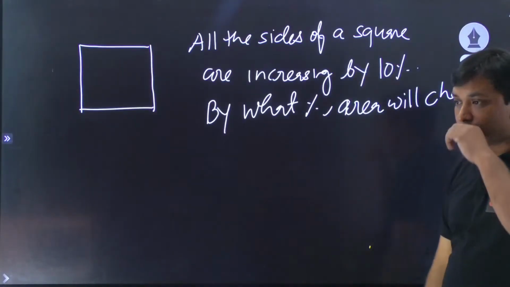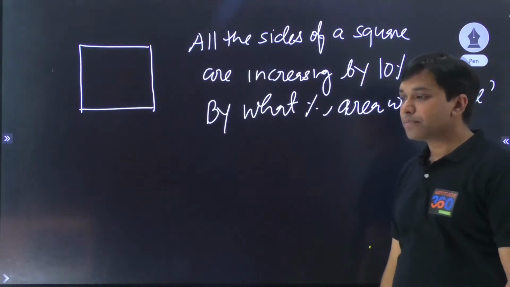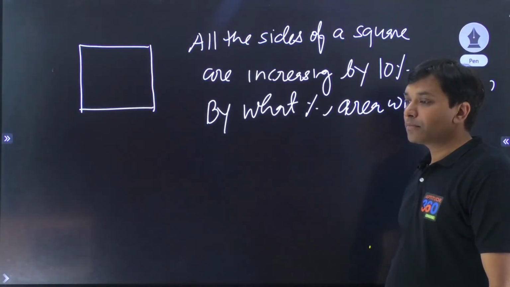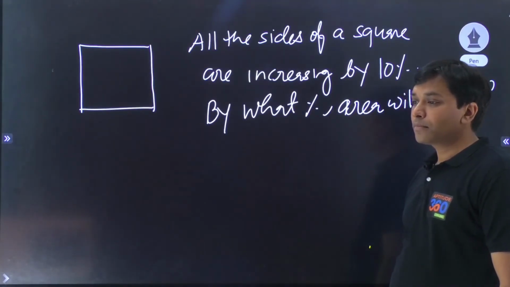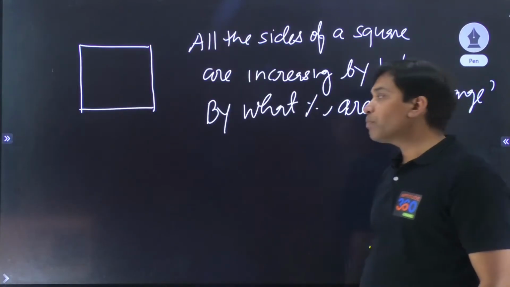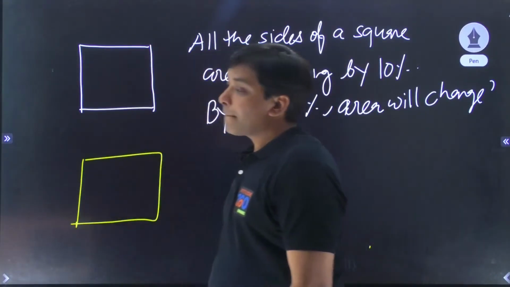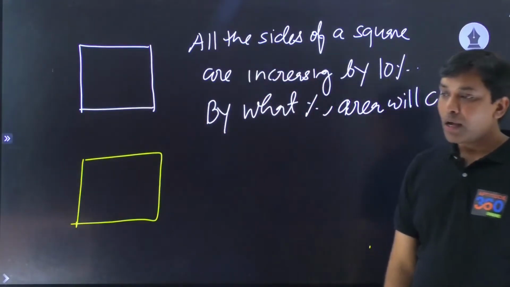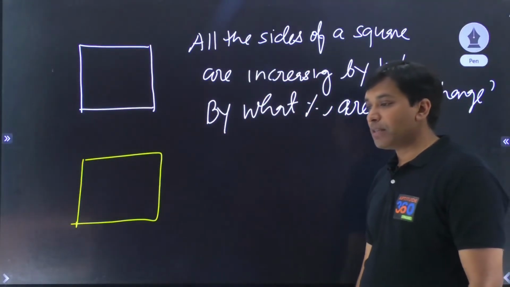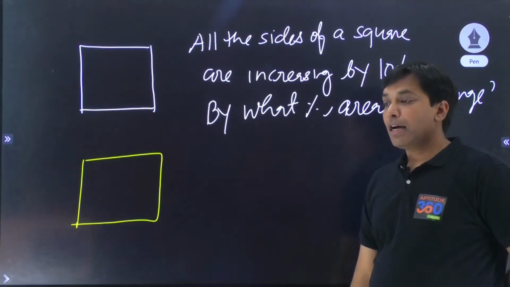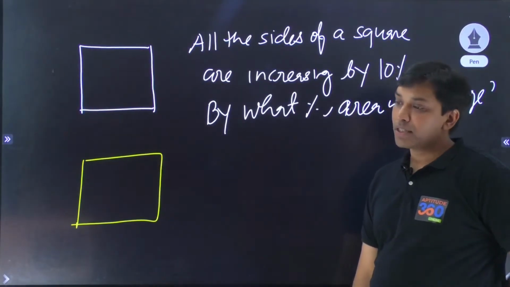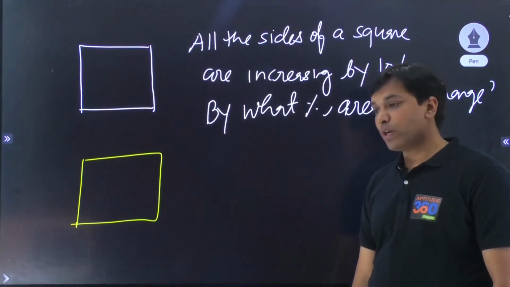If all the sides are increasing by 10%, by what percent? Waiting for the answer, people. Pranesh is saying 21, Muskan Verma says 100, Rohan Raj says 21, Debashish says 21, Suhani says 21.